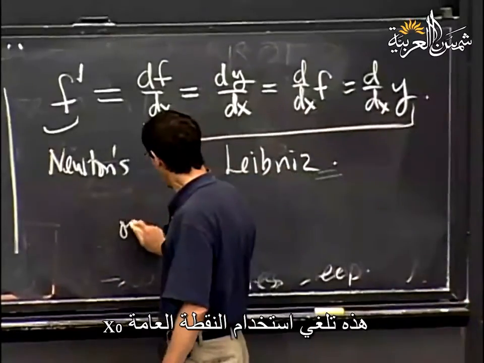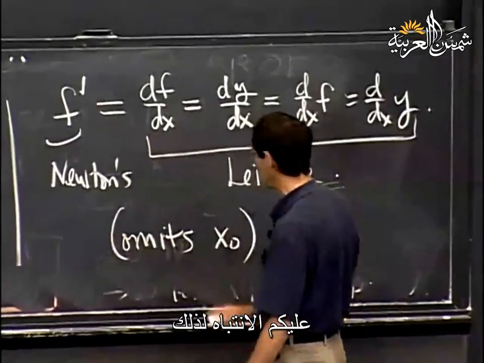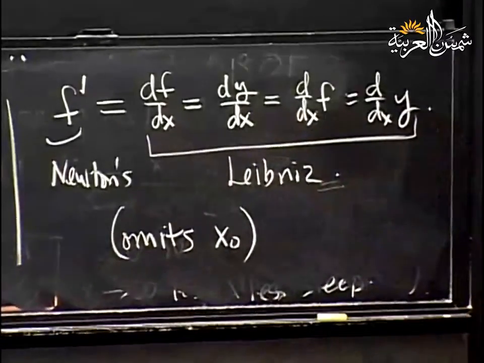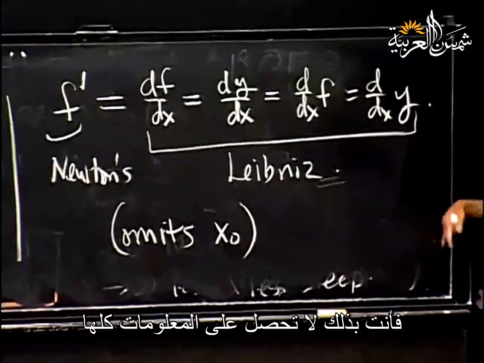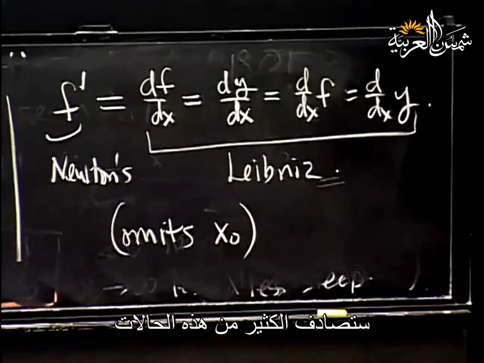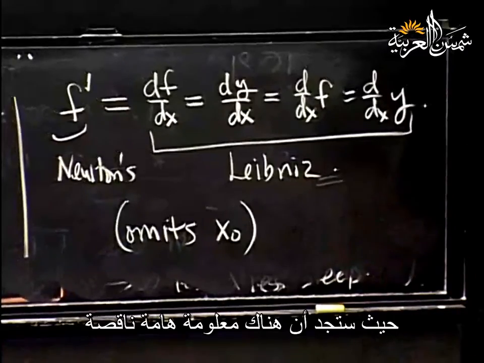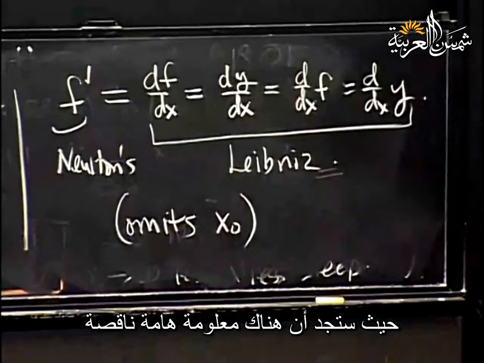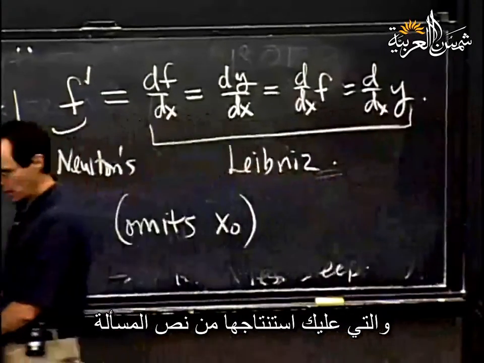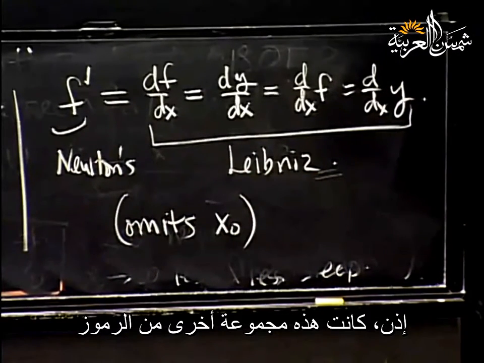Notice that this thing omits the underlying base point, x0. That's one of the nuisances. It doesn't give you all the information, but there are lots of situations like that where people leave out some of the important information, and you have to fill it in from context. So that's another couple of notations.